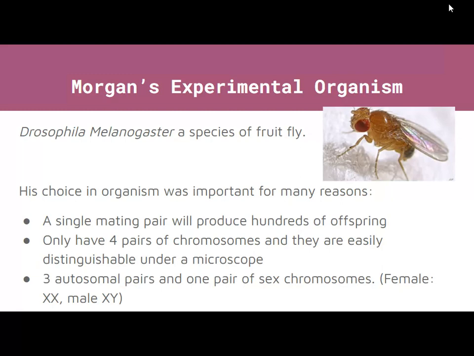But yes, so only 4 chromosomes, easy sex determination, and a lot of offspring are just a few of the reasons why his experimental organism was important. They're also really cheap. So keeping fruit flies around is a lot easier than keeping lab mice around, right? It's a lot cleaner. And as long as you don't break a vial, they're easy to obtain.